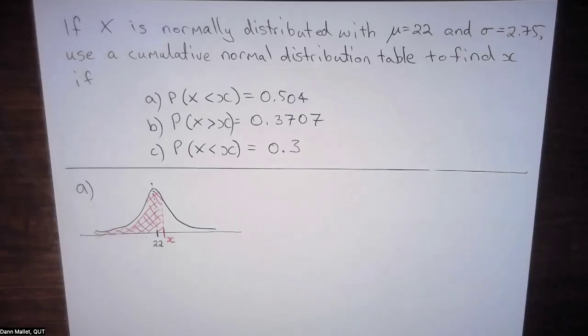In this video, we take a look at some inverse problems associated with the normal distribution. Our first task is to find the value of the random variable such that the probability of x being less than that value is equal to 0.504.